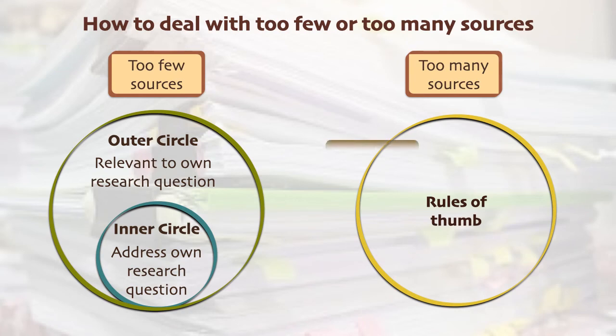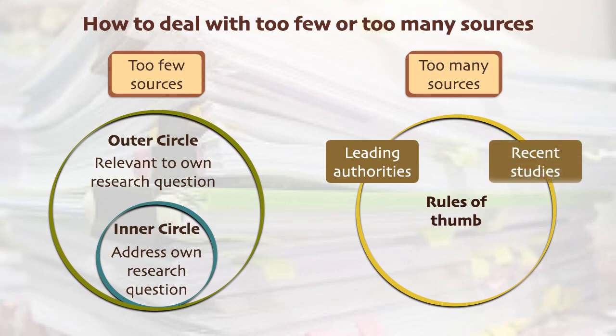The first rule is to focus on leading authorities. These are certain authors or studies that are cited quite frequently in the literature and are often considered significant works. So it is a good idea to respond to what they have to say, even if it means ignoring some less relevant studies. Next is to focus on recent studies.